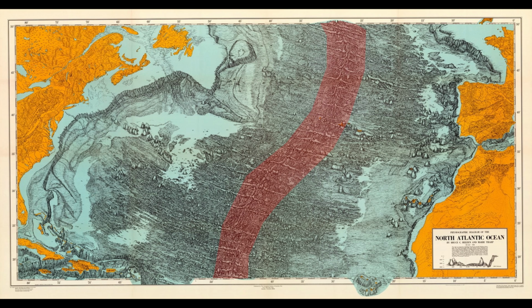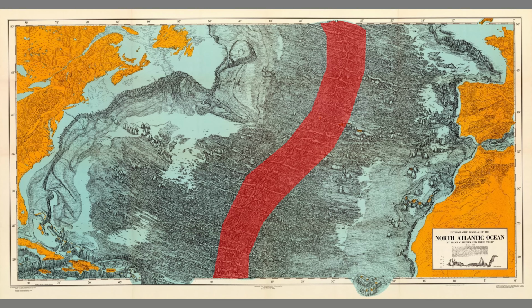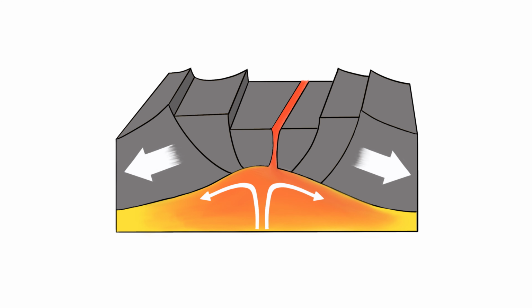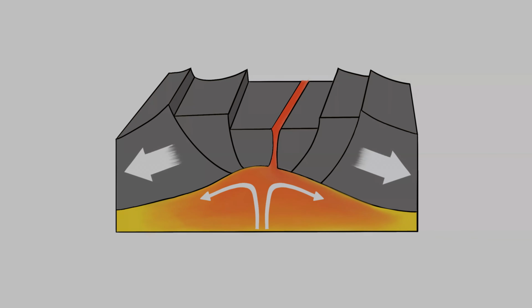thousands of kilometers. It was also observed that the Mid-Atlantic Ridge ran parallel to the continental margins on both sides of the Atlantic. Additionally, it was found that the system of oceanic ridges was characterized by intense volcanic activity.